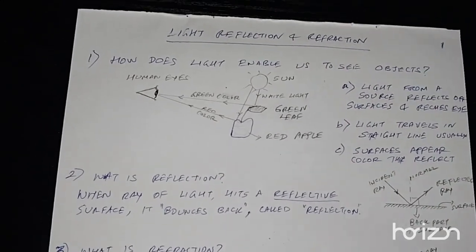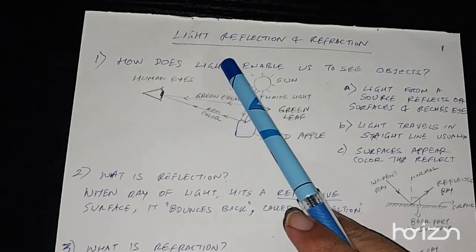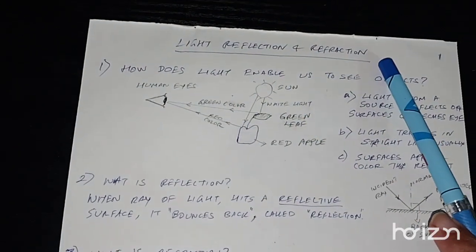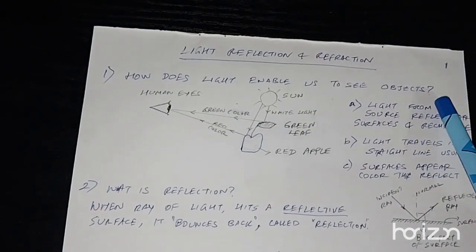Hi friends, so today we look at the physics topic which is light, reflection and refraction. So question number 1, how does light enable us to see objects?